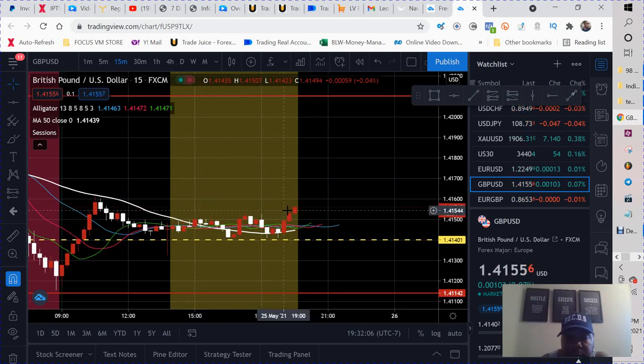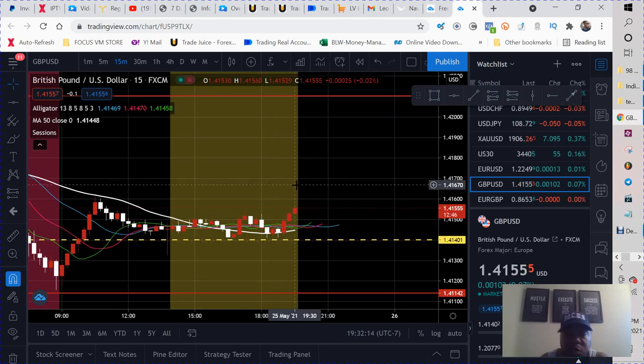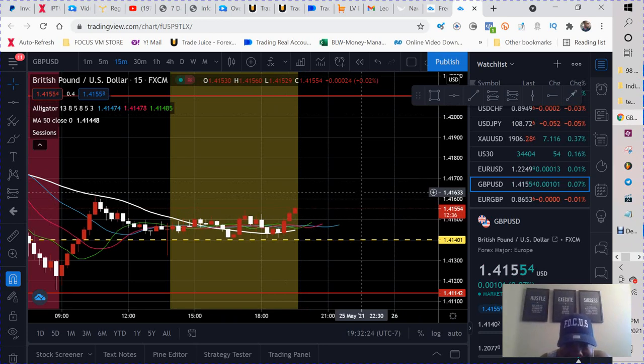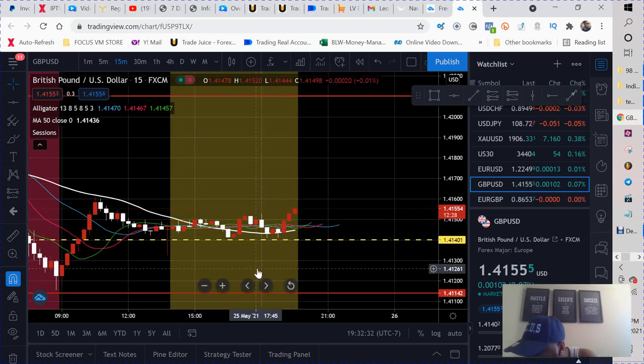So actually, you could get in this trade right now if you like. You're gonna put your stop loss down here right below this level here and ride this joker right to the top. Take a 1-to-1 on it, or take what you want, because you already know where it's going. All right, so that is my analysis on GBPUSD. All right, so we're gonna be looking for the buy to the upside.